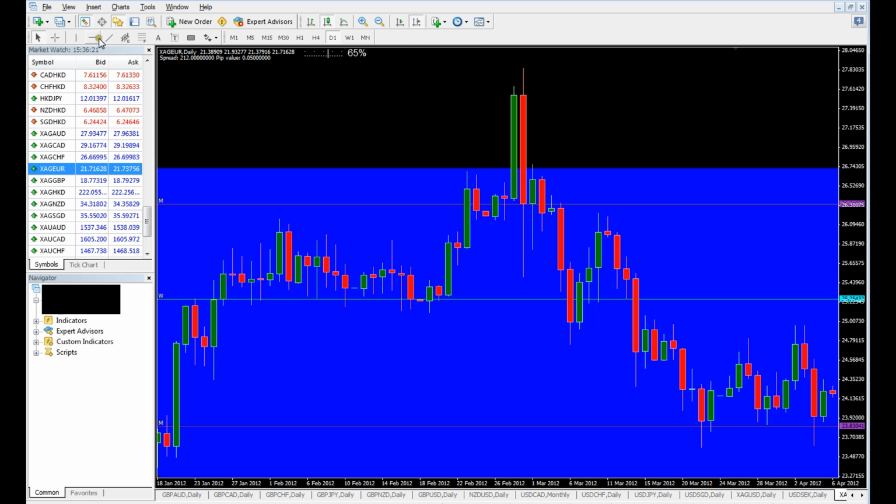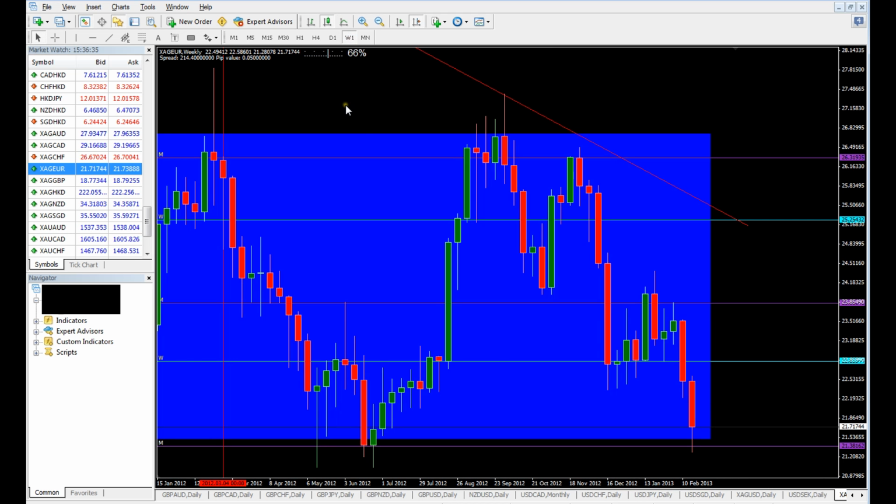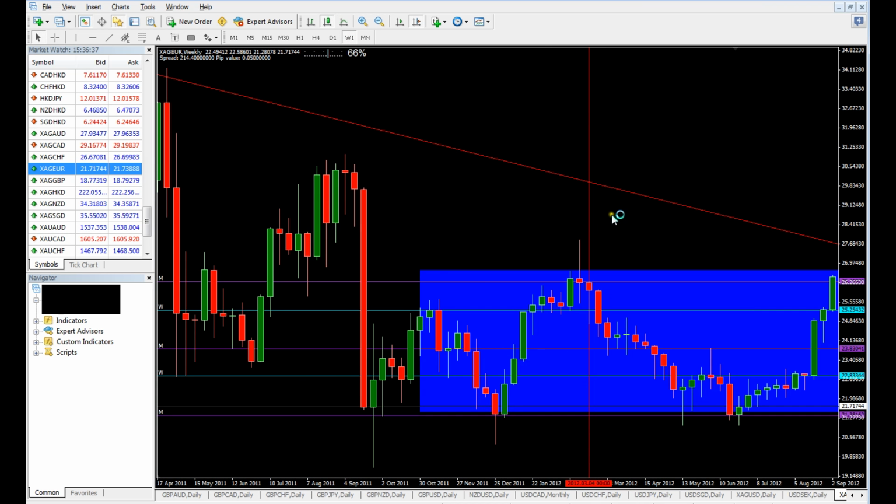Let's do it in a practical way. We put a line like this, a vertical line, and we switch to the weekly, and we see if it is going bearish like the long period suggests to do. And as you see, we are right after a big bearish bar, and so it is fine.